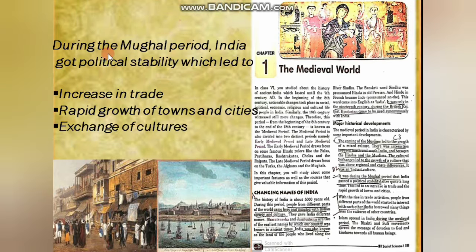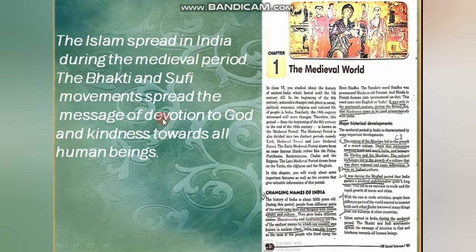During the Mughal period, India gained a political stability. This led to an increase in trade and the rapid growth of towns and cities. And the interaction of people from different parts of the world brought new cultures. Islam spread in India during the medieval period. The Bhakti and Sufi movements spread the message of devotion to God and kindness towards all human beings.